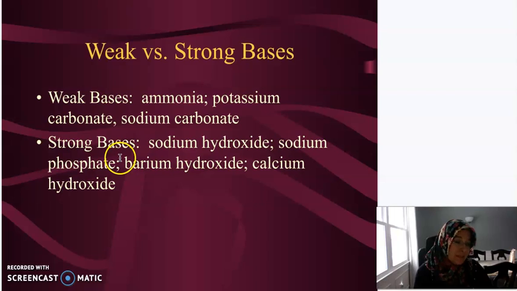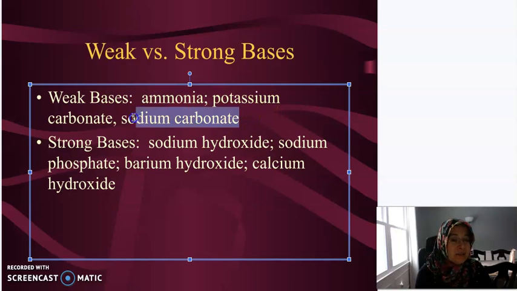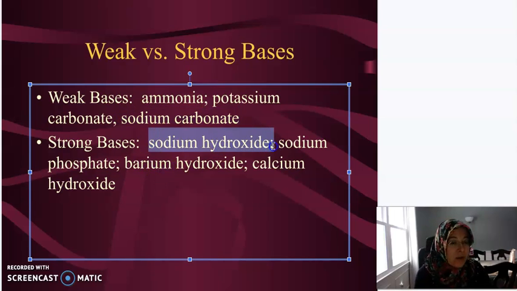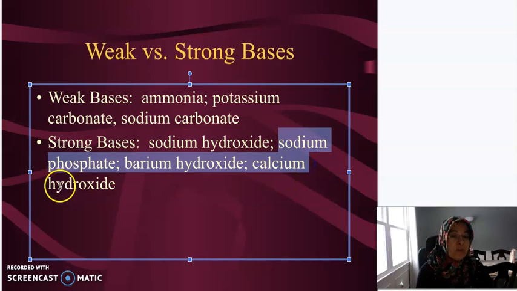There are weak and strong bases, like weak and strong acids. Weak bases include ammonia, the solution you use to clean bathrooms, and potassium carbonate and sodium carbonate, which are baking powders. Strong bases include sodium hydroxide and bleach, which we use to clean toilets. Strong bases also include sodium phosphate, barium hydroxide, and calcium hydroxide.